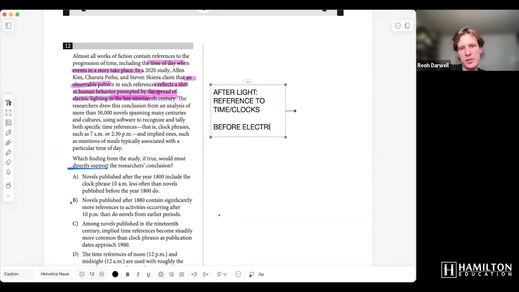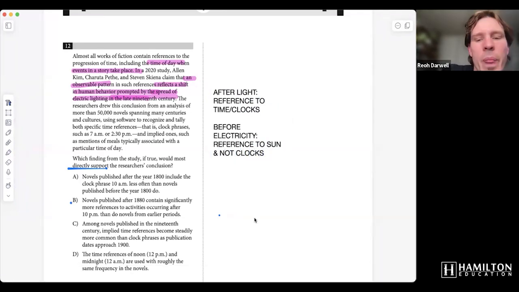Before electricity, reference to sun and not clocks. Okay, so basically, before electricity, we would talk about dinner time. Now, after electricity, we talk about 7 p.m. Okay, so which answer choice would show that? All right, answer choice B.